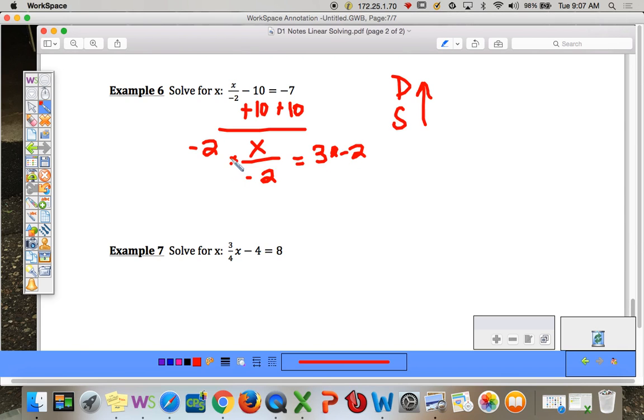I should use a dot here. When we do that, negative 2 divided by negative 2, that cancels. And we have x equals negative 6. And you can check your answer. We have negative 6 divided by negative 2 is 3. 3 minus 10 is negative 7.